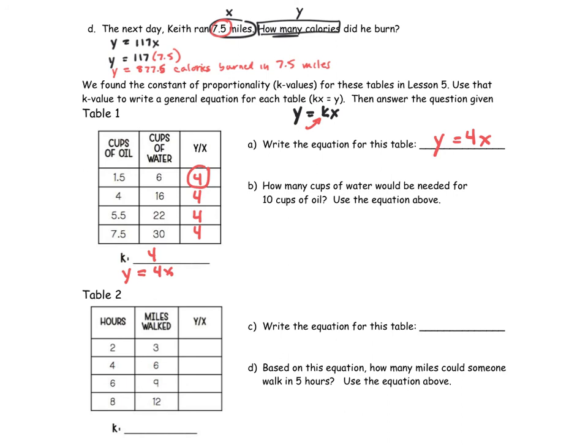Well, if you notice here that the x values are talking about cups of oil and the y values are talking about cups of water, that's going to help. So see what you can do based on what we have already done. And please try that for table 1, 2, and 3. Thank you.